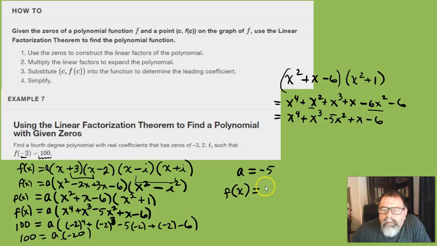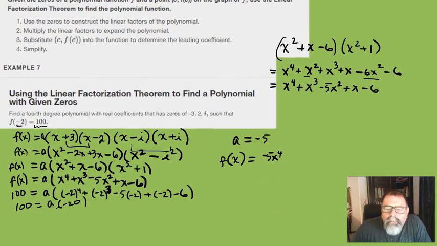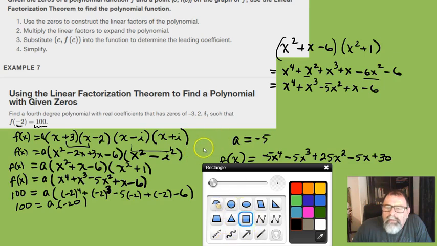So now that I know a, I can just distribute -5 across f of x. So -5x to the fourth, -5x cubed, plus 25x squared, minus 5x, and then plus 30. And that will be my answer.